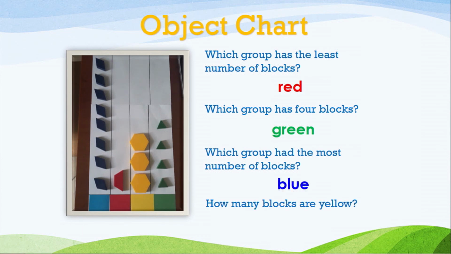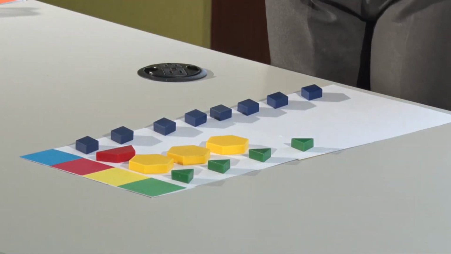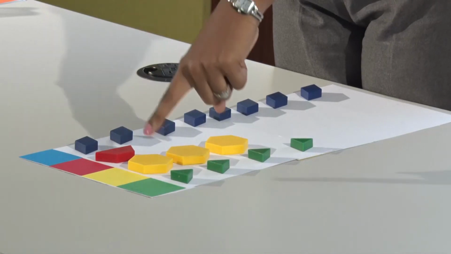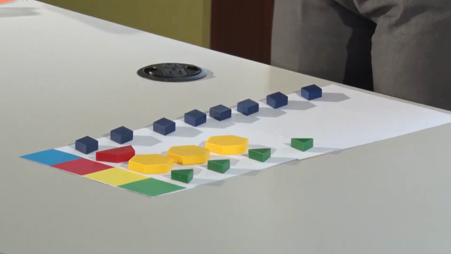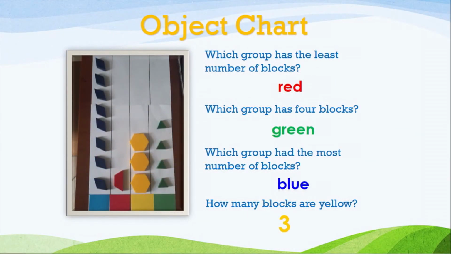How many blocks are yellow? Well, we just checked that. Let's go again. 1, 2, 3. 3. There are 3 yellow blocks.